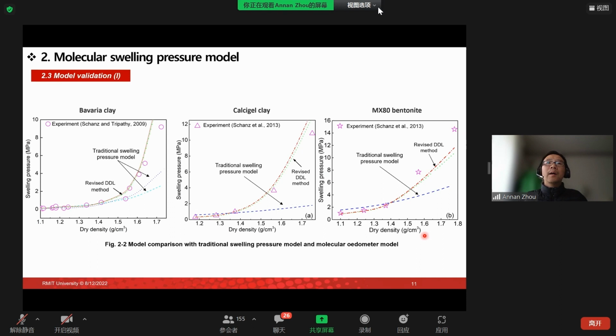Here we validate and compare the performance of our model with the traditional DDL model. We select three kinds of expansive soil to validate the model. As we can see in these three figures, the performance of our model is better than the traditional DDL model, particularly for the high density ranges.